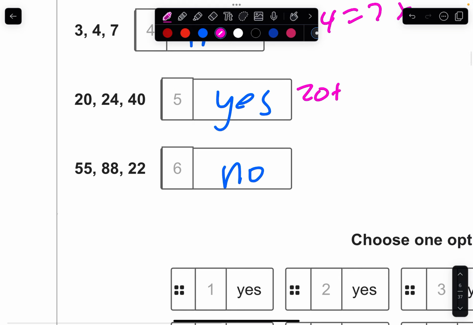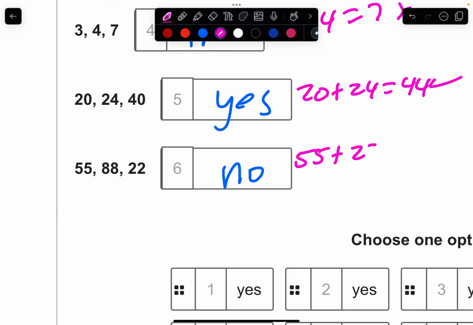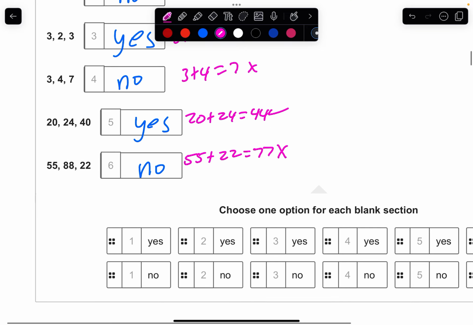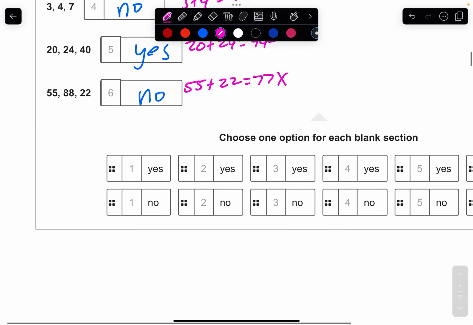Here we have 20 plus 24. That is 44. That is bigger than 40. And here we have 55 plus 22. That is not bigger than 88. So yes, no, yes, no, yes, no. Woo!